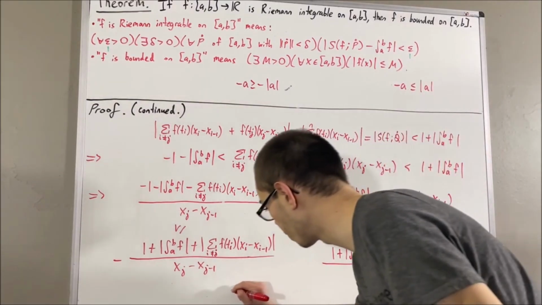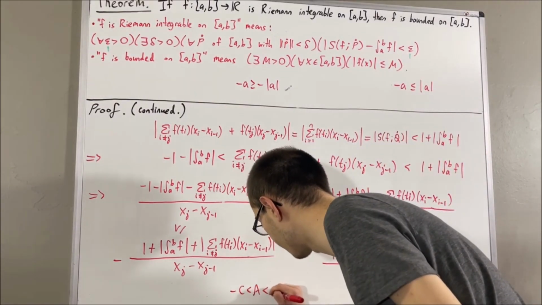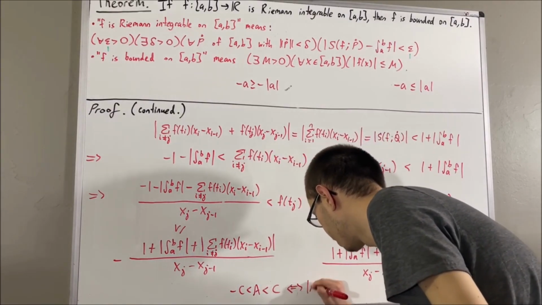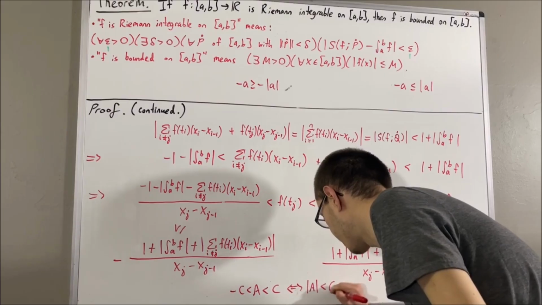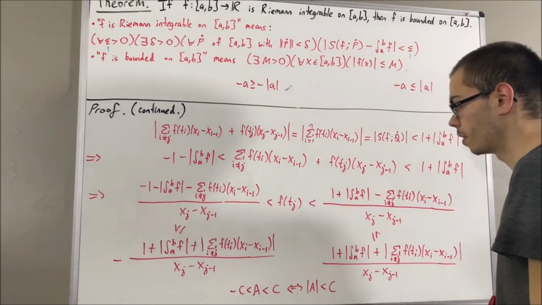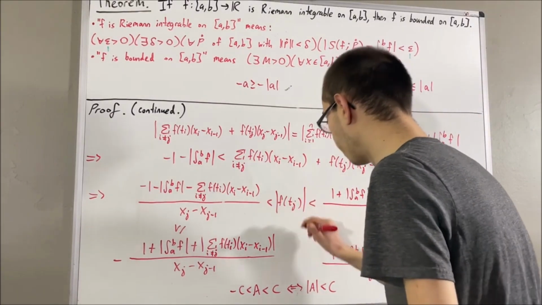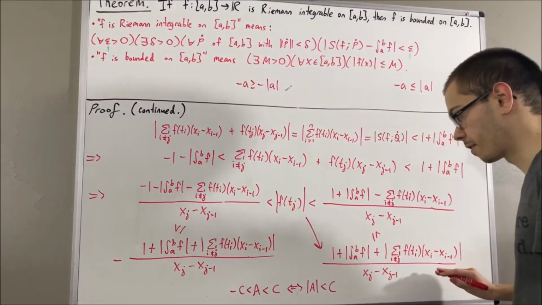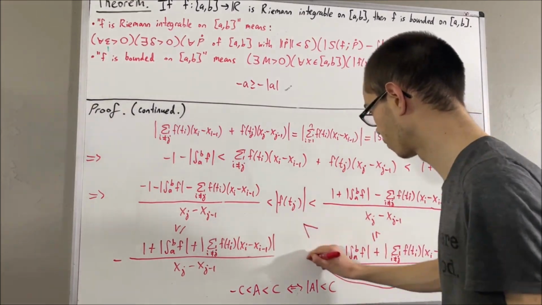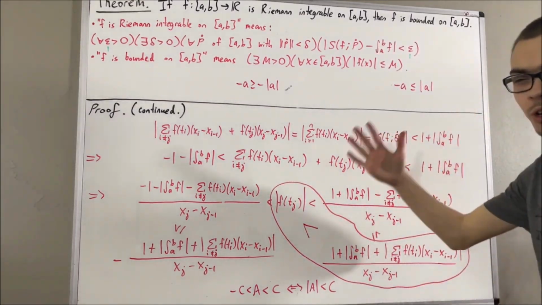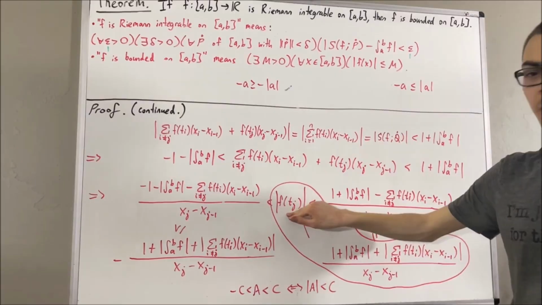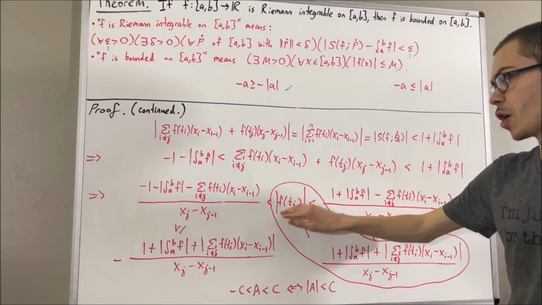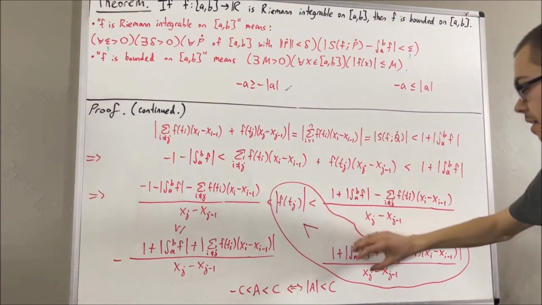So this is of the form negative c is less than a is less than c. But remember, by properties of absolute values, that's the same thing as saying absolute value of a is less than c. So this means the absolute value of f of tj must be less than this guy. So no matter what we choose the tag of the jth subinterval to be, it'll always be the case that absolute value of f of tj is less than this quantity.